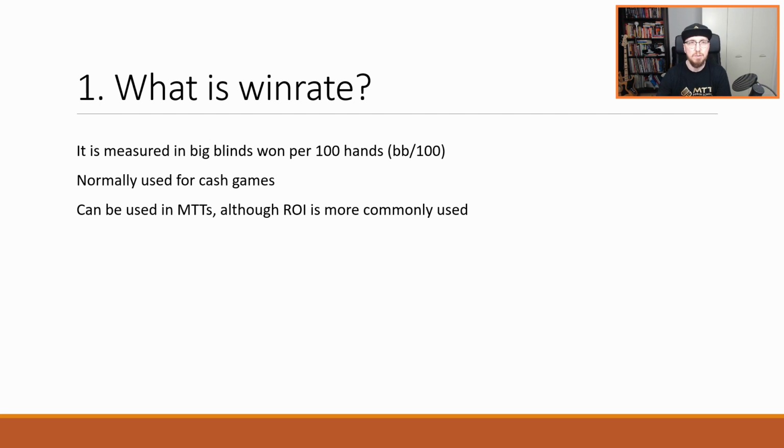If you speak to most tournament players, if you ask them what their win rate is in tournaments, they're going to say, oh, it's 30% ROI or something like that. Whereas in cash, they would talk about how many big blinds they're winning per 100 hands. Now, we can definitely use big blinds per 100 in tournaments, and I'm going to explain now why I think it's really, really important.